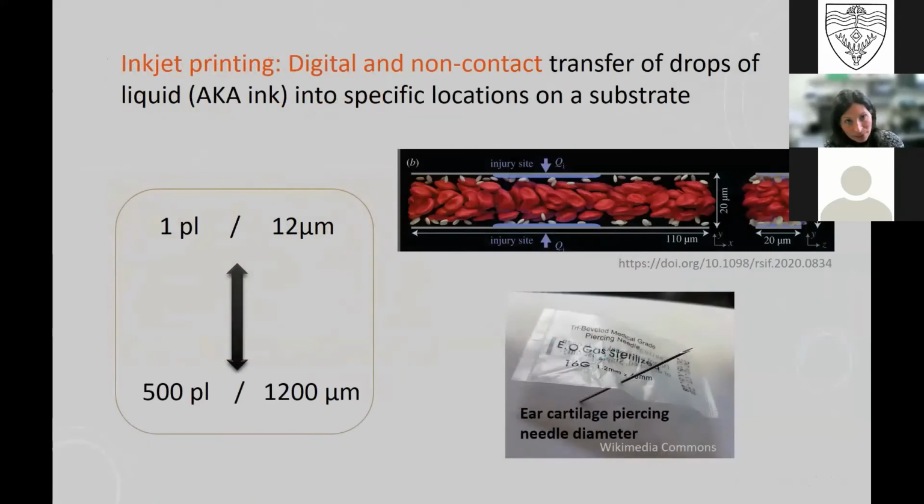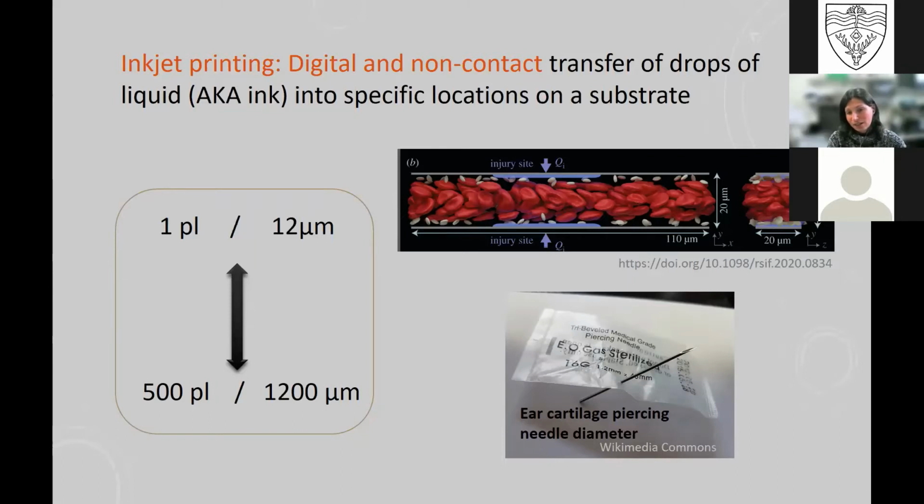Inkjet printing is basically a digital and non-contact transfer of liquid drops into specific locations on a substrate. It tends to be a solid substrate. Why digital? Because you have an image, for instance, that lives in your PC, and you can change that as much as you want, then send that information to your printing device, and continuously change it. These techniques deal with droplets from about 10 micrometers to something like a millimeter, depending on the technique. And you can see these scales basically. 10 micrometers is about the diameter of a red blood cell.